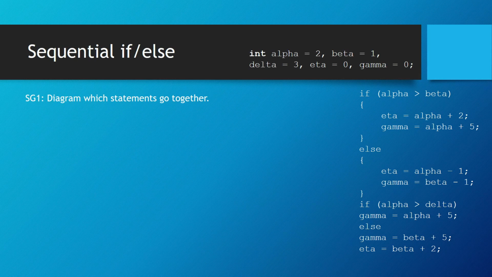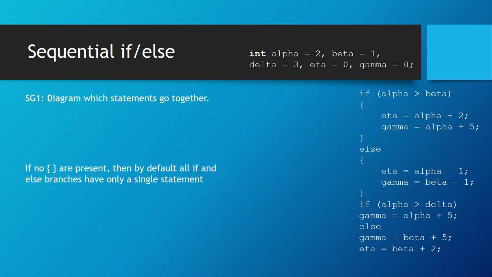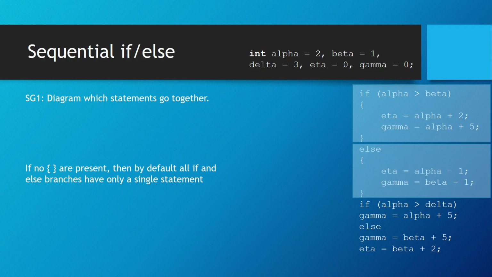Subgoal 1 tells us to diagram which statements go together. We do have curly braces, which denote the beginning and end of the block for the if and the else statements. For the first if statement, if alpha is greater than beta, we have an open and closed curly brace, indicating that is the beginning and end of the block. For the else, there is also an open and closed curly brace. That is the conclusion for that if-else statement.